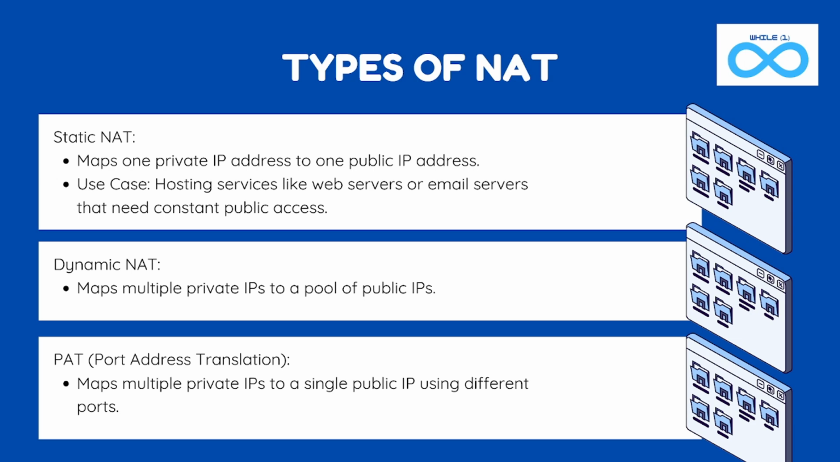Now let's explore some of the types of NAT. At first we have static NAT, a one-to-one mapping of private IPs to public IPs. It is commonly used for hosting servers. Then we have dynamic NAT. It maps multiple private IPs to a pool of public IPs, assigning them dynamically. Lastly, we have PAT, which is also known as Port Address Translation. It maps multiple private IPs to a single public IP using unique port numbers for differentiation. Each type of NAT has its unique advantages and use cases, which we will dive into next.